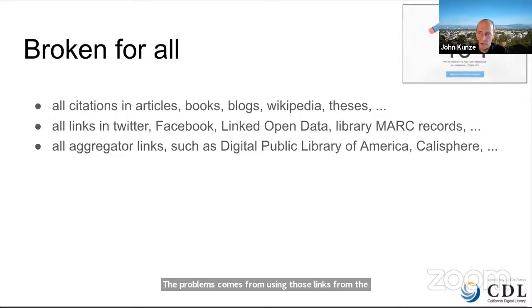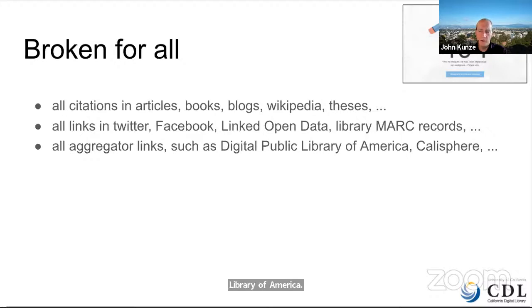When one of those change events happens, GLAM institutions have to scramble to repair the damage. It affects citations in articles, books, theses, blogs, dissertations, newspapers, and Wikipedia, as well as citations in Facebook, Instagram, and Twitter. It also affects URLs stored in linked open data records and library MARC records, all of which feed search and discovery systems downstream. And it affects links harvested by aggregators such as the Digital Public Library of America.